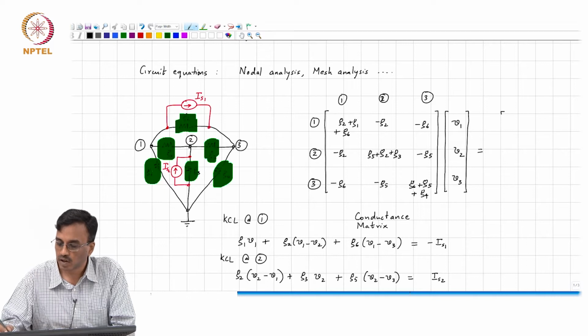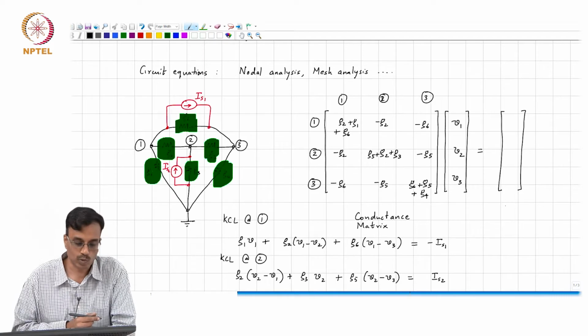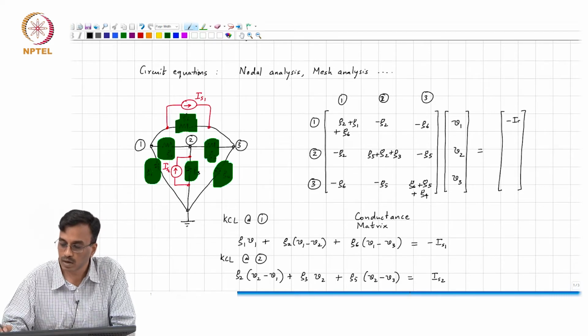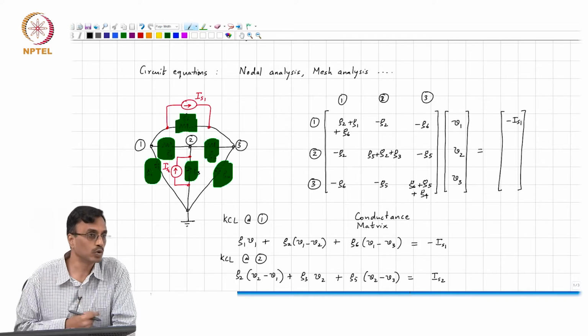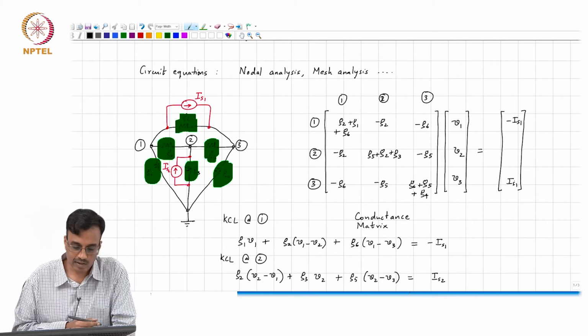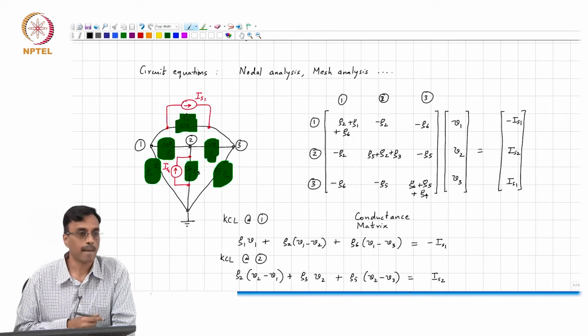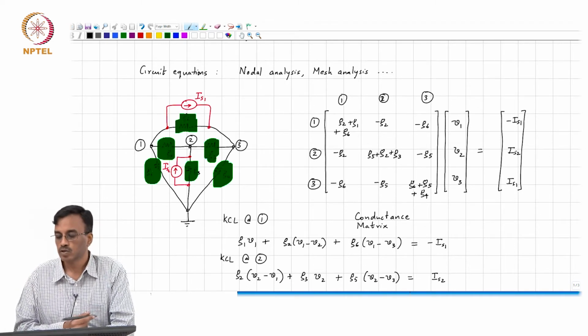And this must be equal to, where does IS1 appear? It must appear between nodes 1 and 3. So, in which of these rows on the right hand side will it appear? So, it is minus IS1, because that is the current flowing into node 1, and this will be plus IS1, and likewise IS2, correct.